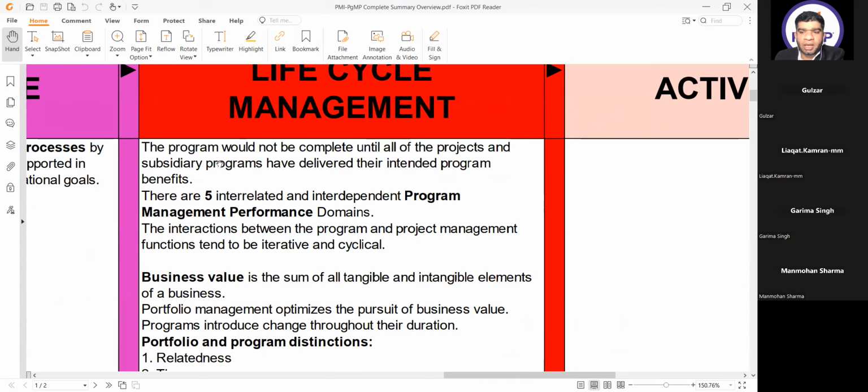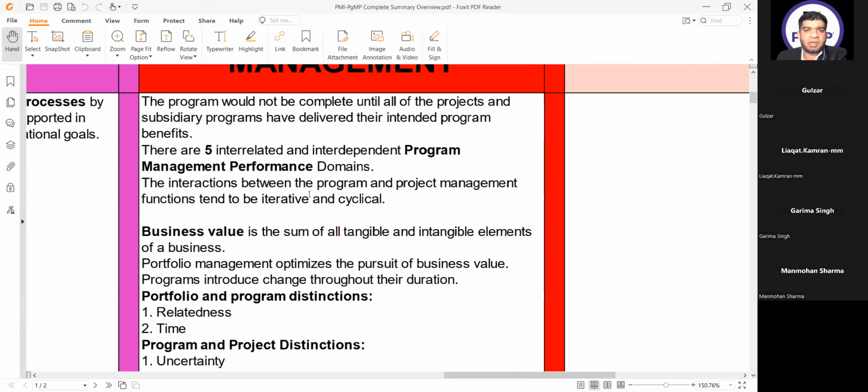The program would not be completed until all of the projects and subsidiary programs have delivered their intended program benefits. There are 5 interrelated and interdependent program management performance domains. The interactions between the program and project management functions tend to be iterative and cyclic.